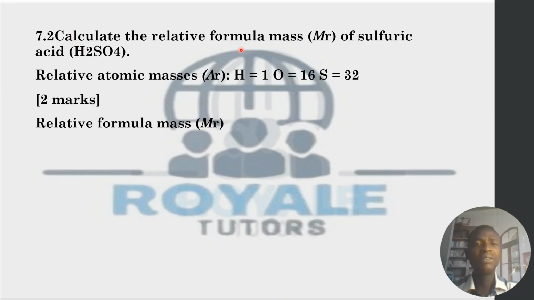Calculate the relative formula mass of sulfuric acid, which is H2SO4. Now, don't forget, you've been given your relative atomic masses. Hydrogen is 1, of course, you know that, right? Oxygen is 16, then your sulfur is 32. So you have to calculate the relative formula mass of sulfuric acid.